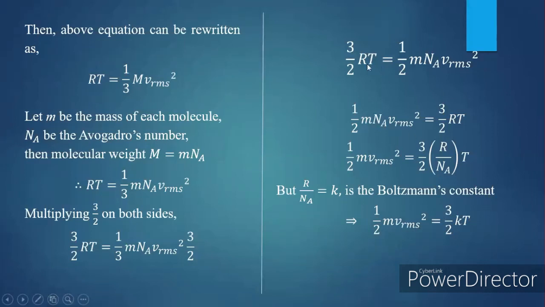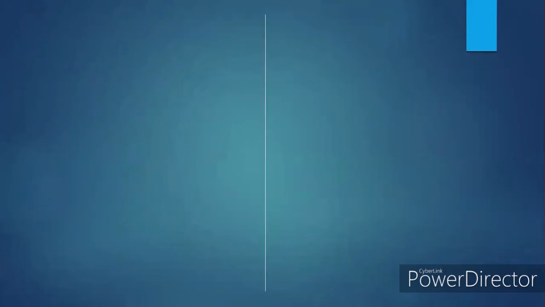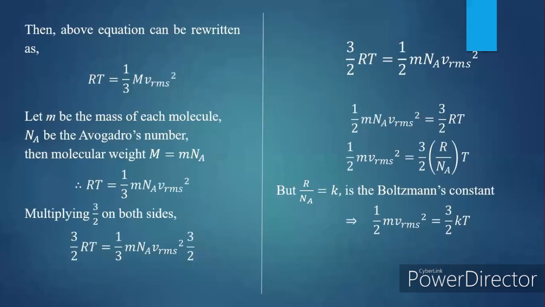So what I have done? We have taken this NA to the right hand side. You will be left with R by NA. R by NA is nothing but Boltzmann constant K. So we will get half M VRMS square is equal to 3 by 2 KT. So this is the expression for the kinetic energy if you take the RMS velocity. Okay. So this expression we have obtained.